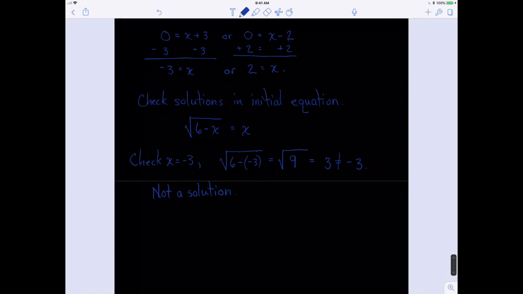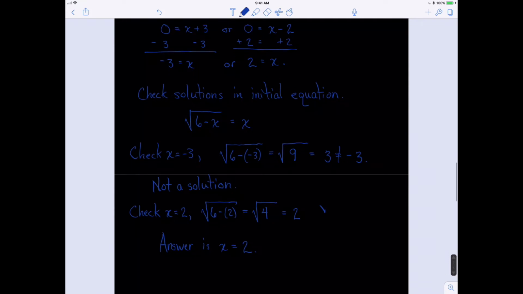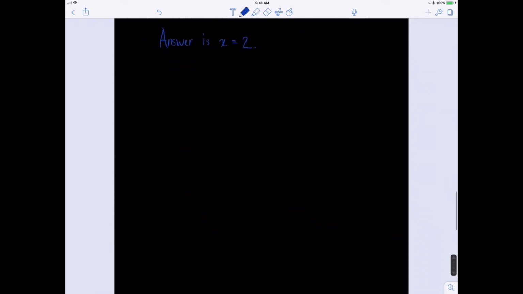Okay, now let's check the other one. Maybe we made a mistake. Check x is 2. Well, I would take the square root of 6 minus 2, that's the square root of 4, which equals 2, which equals the x. So this is a solution. So the answer is x equals 2.